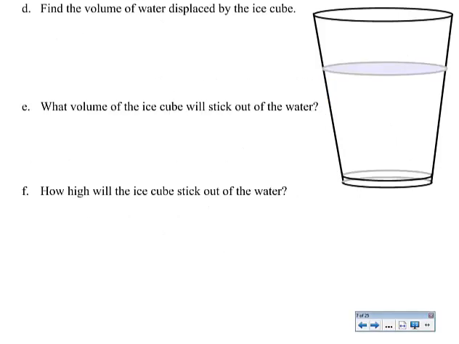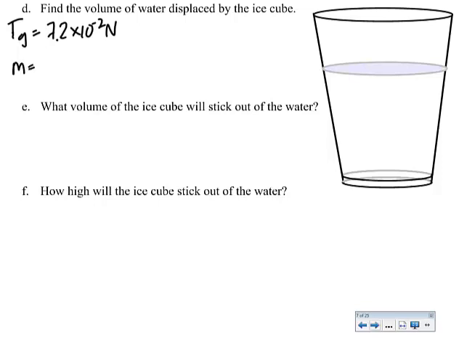D, find the volume of the water displaced by the ice cube. Well, we just figured out the weight of the water displaced by the ice cube. The weight of the water was approximately 7.2 times 10 to the negative 2nd newtons.